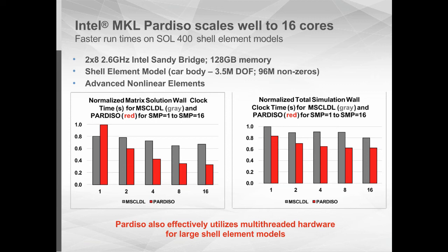On the right, this is the overall normalized total simulation wall clock time for using Pardiso and for using MSC LDL from 1 to 16 cores. The overall reduction in wall clock time is only about 20% instead of a factor of 2.5x as in their previous slide, which was a solid element model and no advanced nonlinear elements. So a couple things to point out here: for shell element models, or these car body models, the matrices are less dense, meaning you do not get the parallel efficiency that you do with solid element models, which have very dense matrices. So that's why these performance numbers are different than for the previous slide for the solid element model.